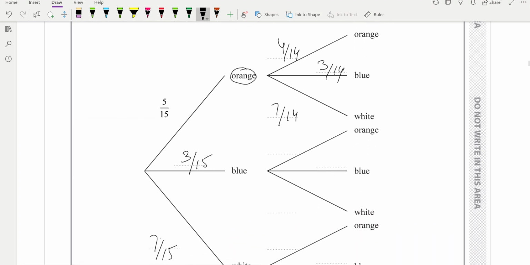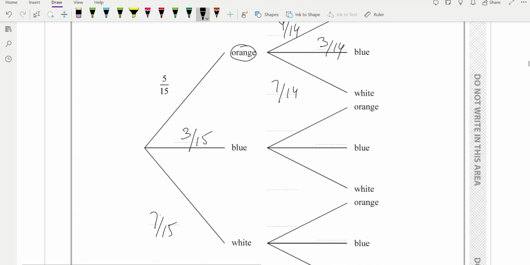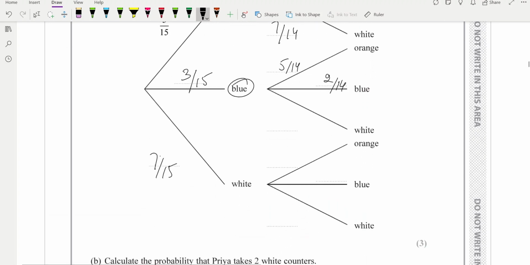Then for the next section, if blue is gone, then orange will stay the same, which is 5 orange, so 5 out of 14 will be the probability. And blue, if one blue is gone, then the remaining will be 2, so the probability will be 2 out of 14. So for the second counter, it will be out of 14 because the total will be 14. Now for this section, blue and white, it will be 7 total white, so 7 out of 14 will be the probability.